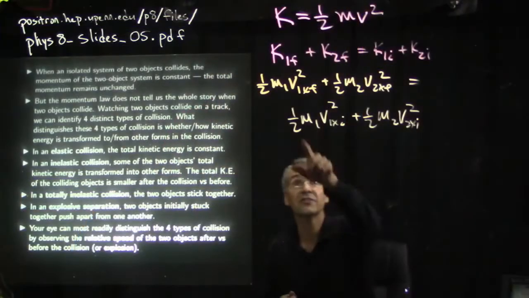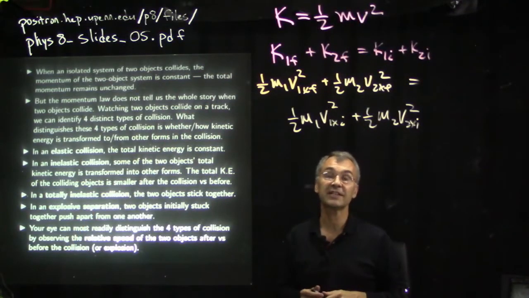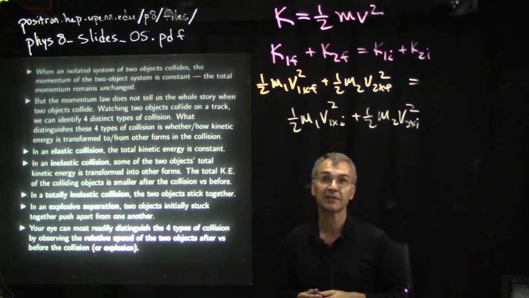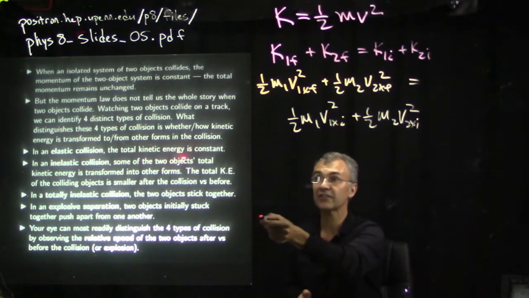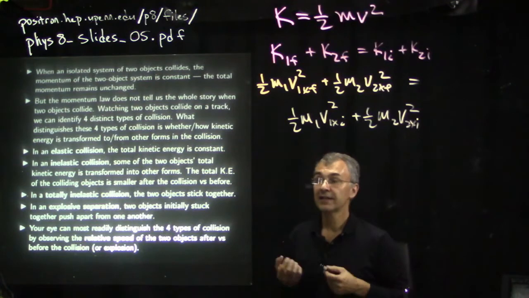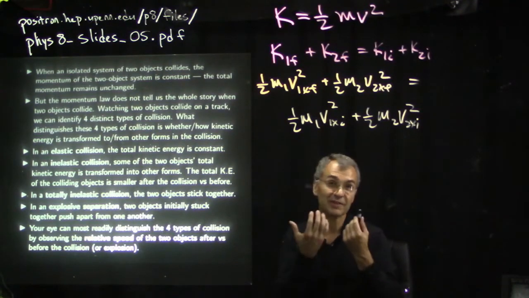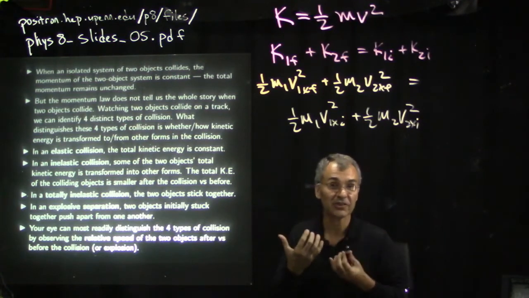And the sum of the two kinetic energies at the end is the same as the sum of the two kinetic energies at the beginning. So the total kinetic energy in the final state is the same as the total kinetic energy in the initial state. That's elastic.